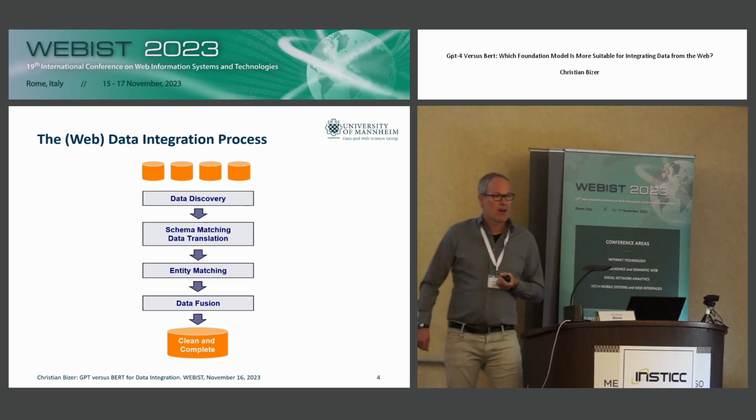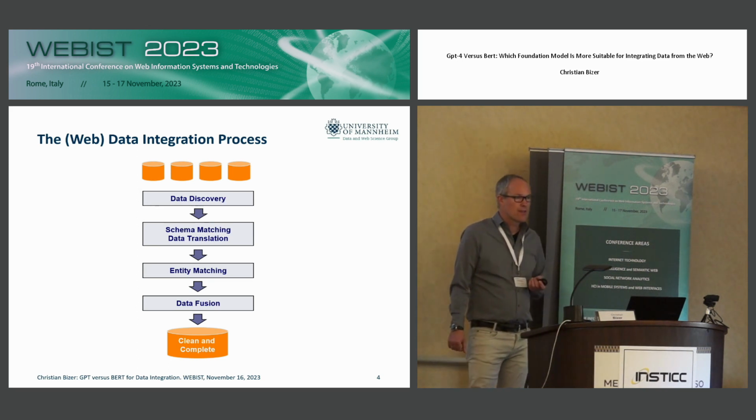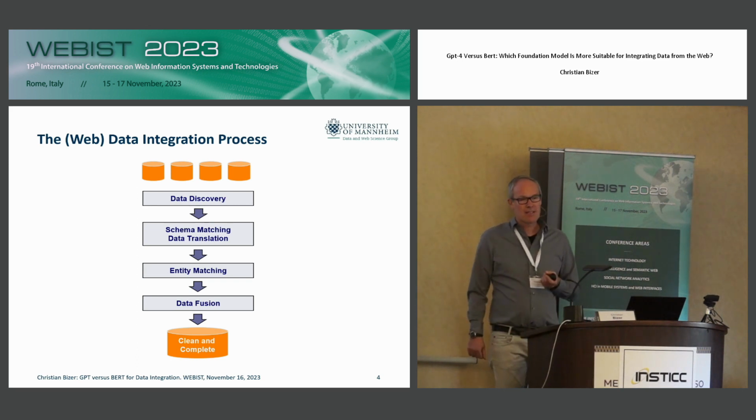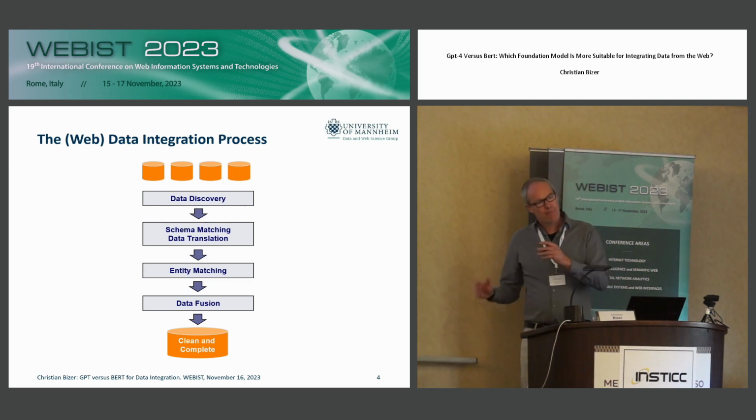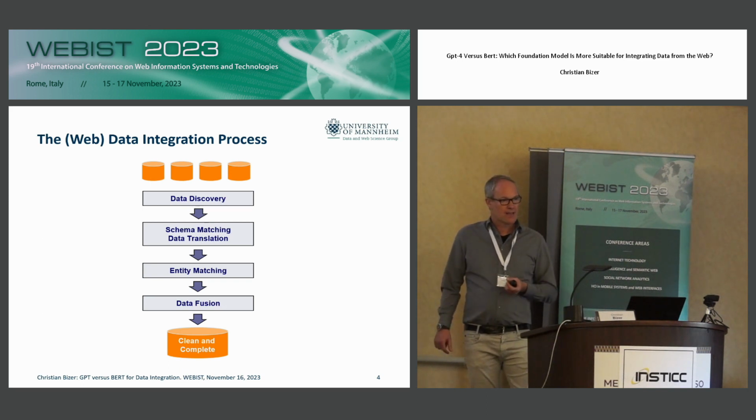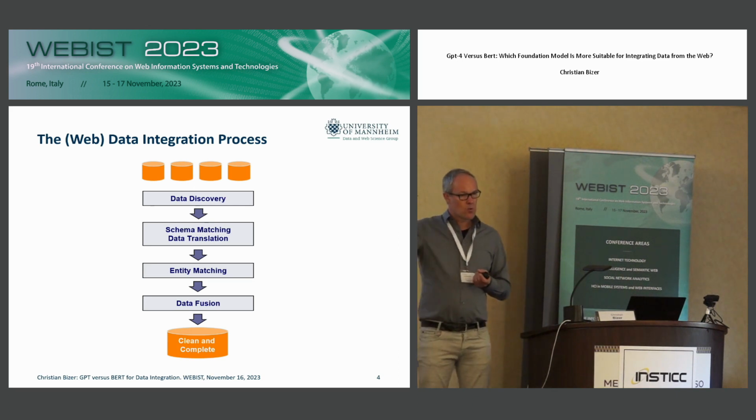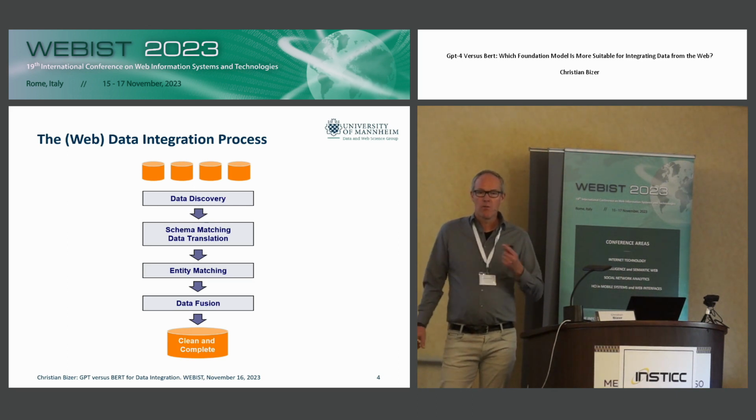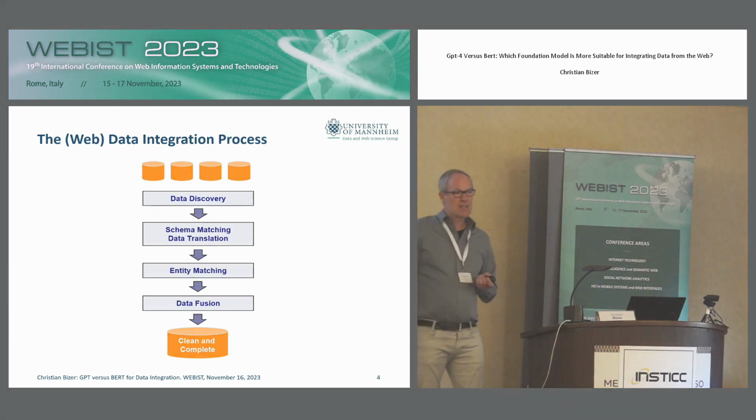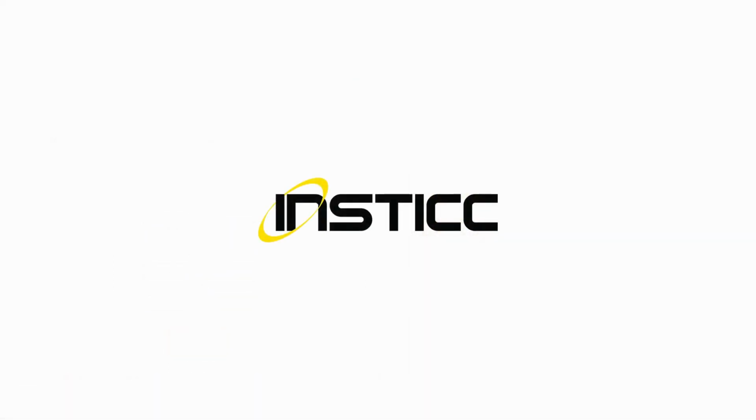Then there is a schema matching and data translation phase, where we look at the schemas of the different data sources, try to understand the terms, map them to a target schema, and then translate the data into this target schema. Once we have translated the data, we can start looking at individual records and try to cluster all records from all sources that talk about the same real-world entity. That's entity matching, and it's the step before our final step, data fusion.